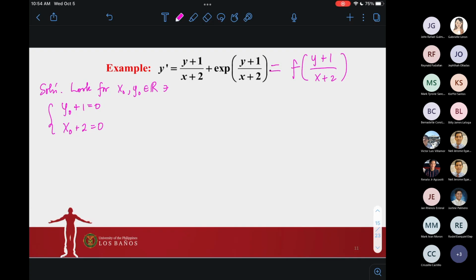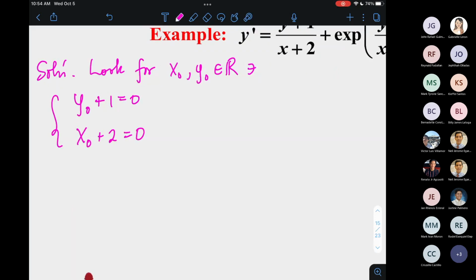Which is easy because we have a linear system where the equations are independent from each other, right? So walang x sa unang equation, walang y sa pangalawang equation, so we can solve these two equations independently, all right? So that means we can have x sub 0 equals negative 2 and y sub 0 equals negative 1. Sila yung magpapa-0. Kaya sila yung magpapa-0 dun sa trinomial na supposedly gusto natin gawin.